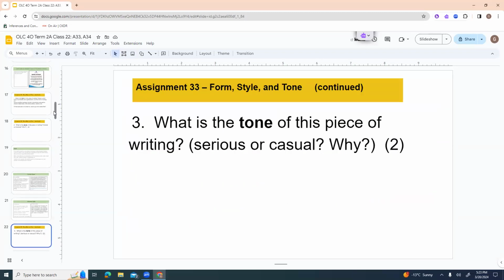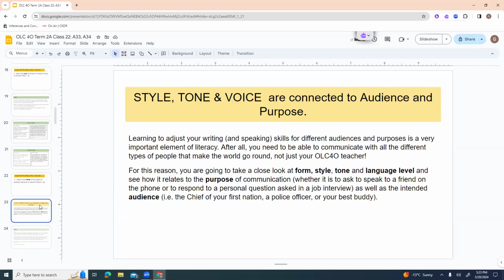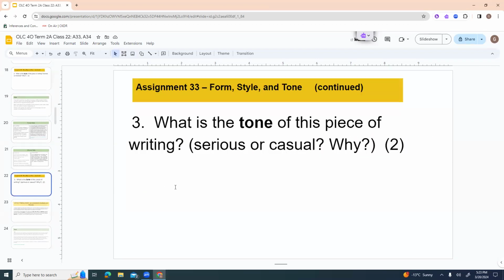What is the tone of this piece of writing? Is it more serious or is it more casual? Okay. Tone is a funny one. Tone is a little bit like atmosphere.